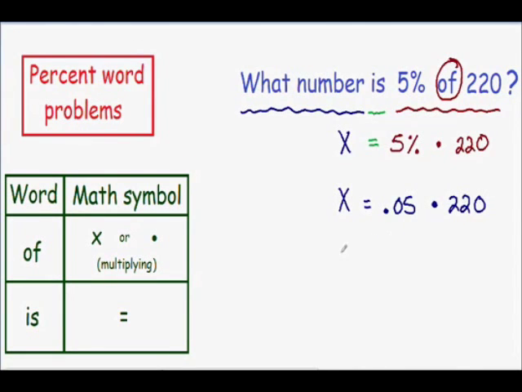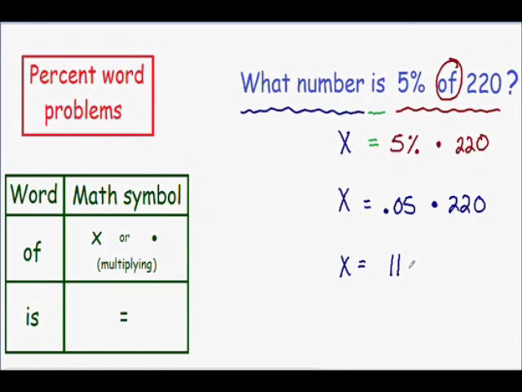So now in order to solve for x, the only thing we need to do is just multiply 0.05 times 220, which I'm going to do with a calculator. 0.05 times 220 is just 11. If you're not allowed to use a calculator, I do have a video on multiplying decimals by hand.